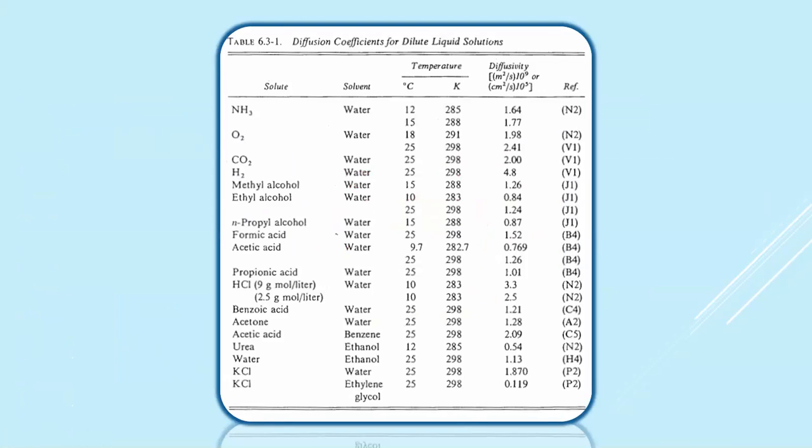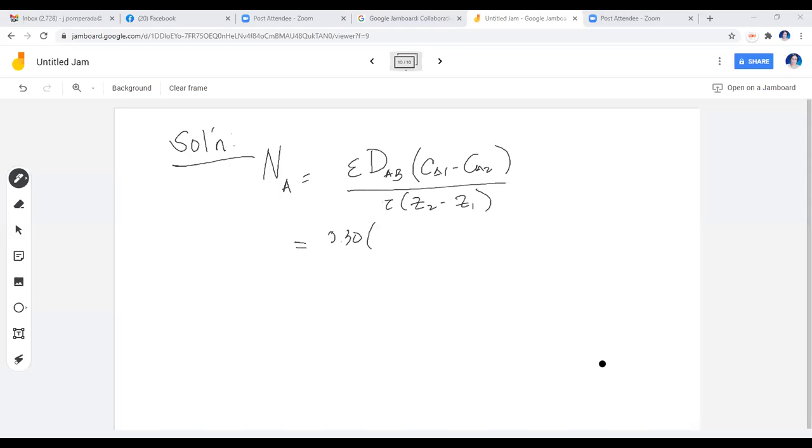Okay? So we will get the diffusivity here of 1.870. And this value is already times 10 raised to 5. So this has to be multiplied to times 10 raised to negative 5. So that's 1.870. So this should be 1.870 times 10 raised to negative 5.